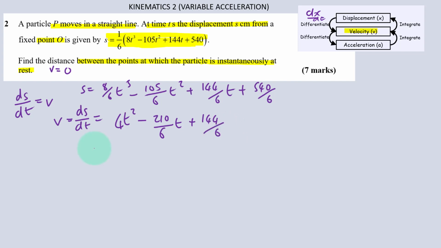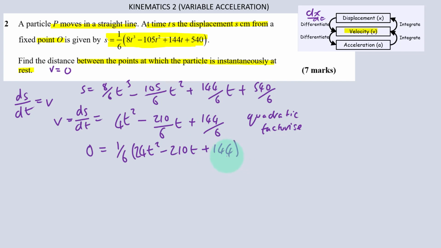Now, how could you do this? You can use the quadratic formula to solve, or factorise. Whatever's easier for yourselves, but do show your working out. So remember, we want v equals 0, so we set that to 0. Now if you wanted to factorise, we could take the 1 over 6 out of the bracket, get 4t squared minus 210t plus 144.